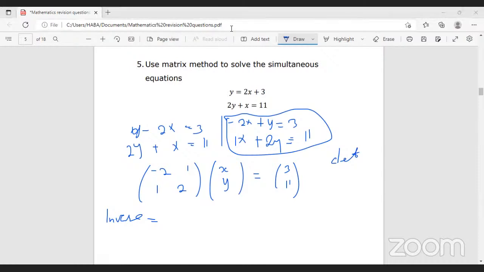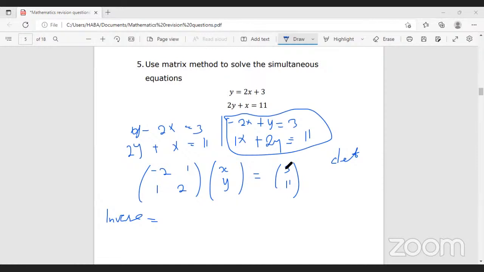Teacher, for us, we thought that we can just interchange the major diagonal, and then we put opposite signs on the minor diagonal, and we multiply. No, we have to use the inverse, much as that method still gives you the answer. But the marks are for the inverse method. Yes. Thank you. You're welcome.